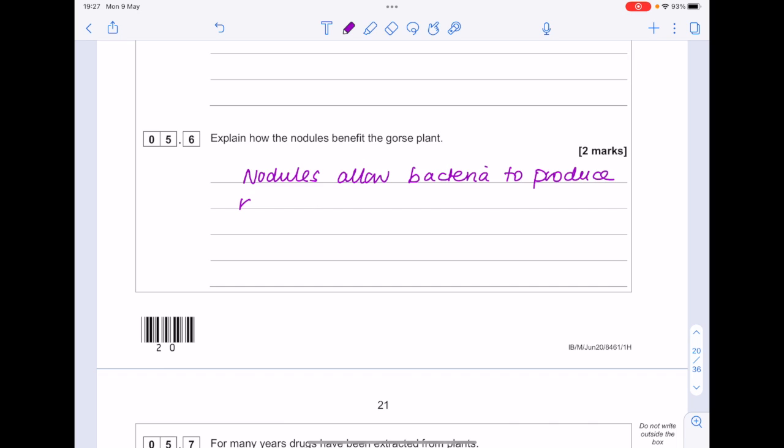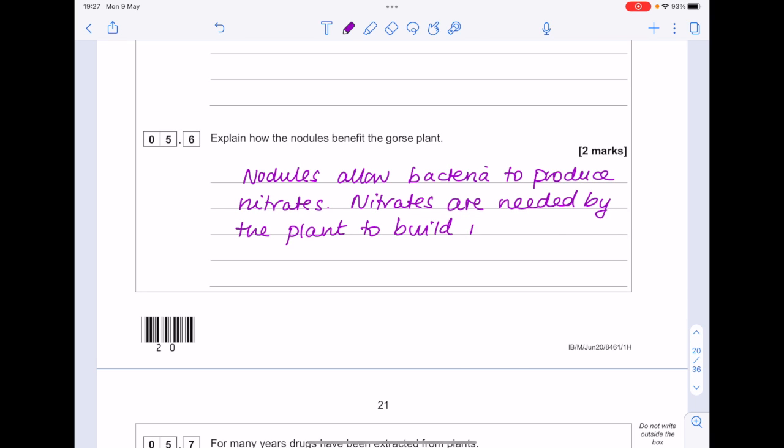Why are the nitrates good? Nitrates are needed by the plant to build proteins from amino acids. If you hear the word nitrates, I want you to think about proteins.